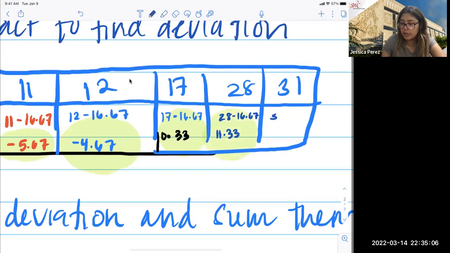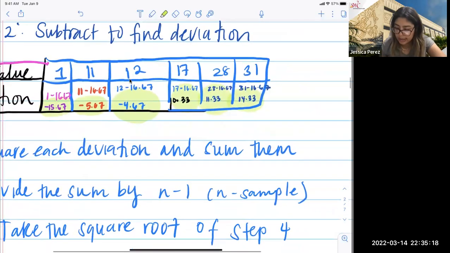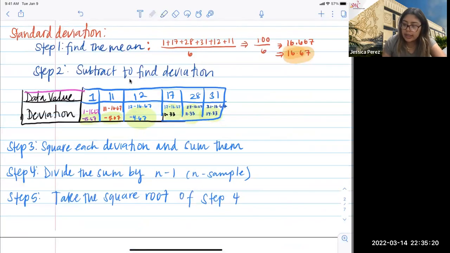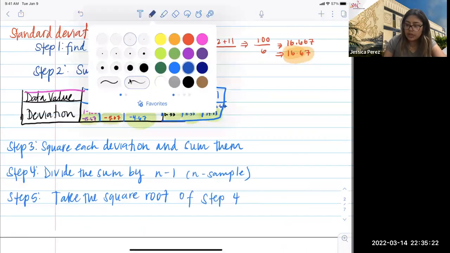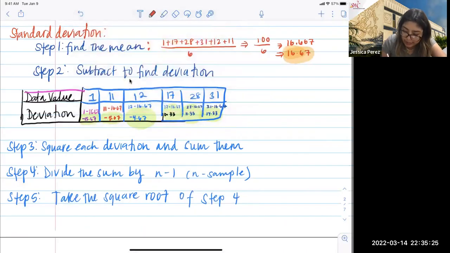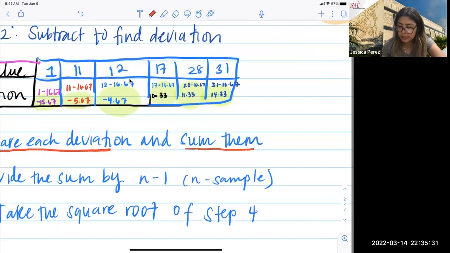And then last one, 31 minus 16.67, 14.33. Okay. So these are the deviations. Now that I have the deviations, I need to square each deviation. I have to square it and then sum them together. So what I'm going to have to do is I'm going to do a bigger list.